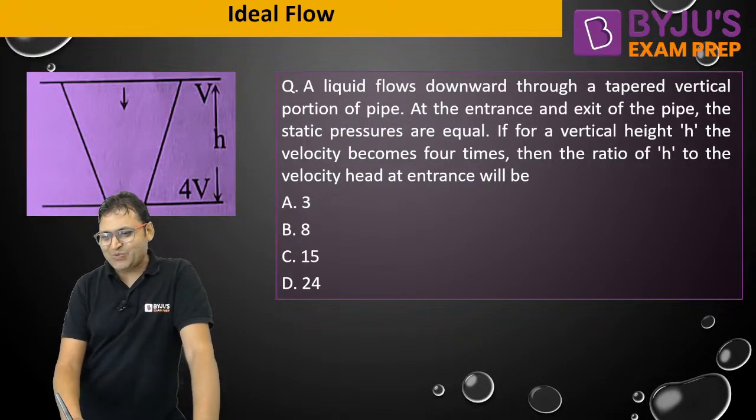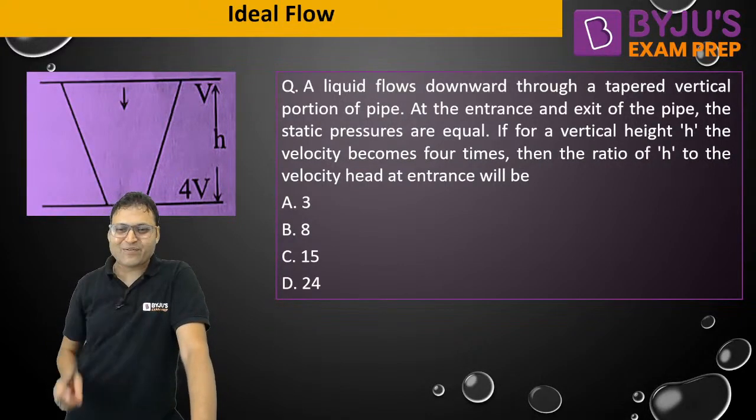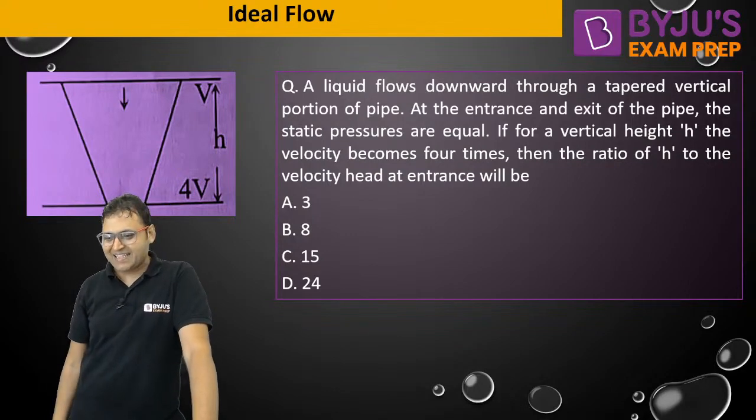Arnav, why is it 2.7? How are you getting 2.7? It should be exactly 3.